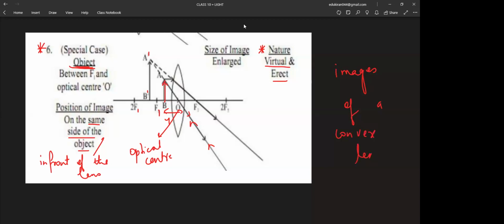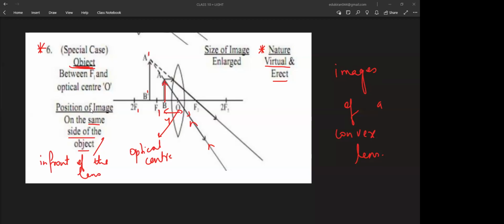Tell me, Zoha, all these cases are clear to you? Yes, but for identifying the position of the image in this one, can't we write the image is between 2F1 and F1? Which one? For this one, the sixth case. Instead of writing in front of the lens or on the same side of the object, can't we write in between 2F1 and F1? No, because it's not necessary that it is formed between F1 and 2F1. It can be formed anywhere on this side where the object is present. It doesn't have to specifically form there. It's on the same side of the lens.